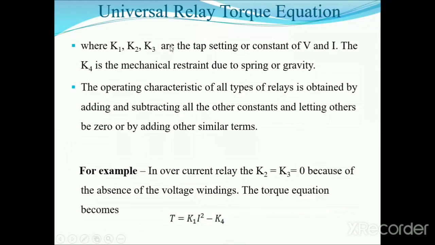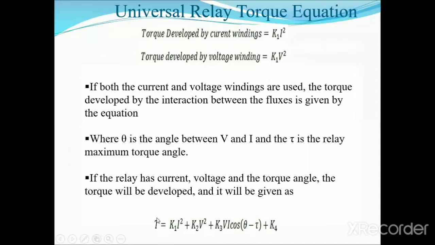K1, K2, K3 are the tap settings or constants of V and I. K4 is the mechanical restraint due to the spring or gravity. The operating characteristics of all types of relays are obtained by adding and subtracting these constants, and then we develop the torque in the relay. This is the universal relay torque equation.